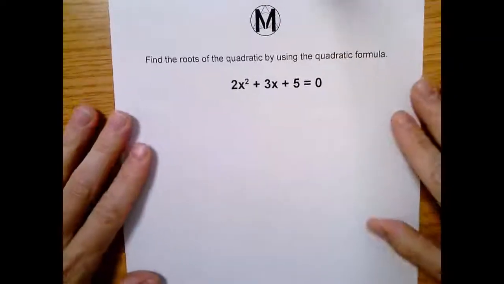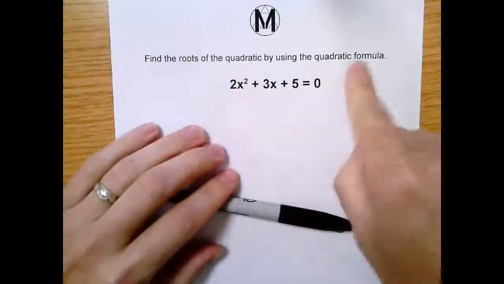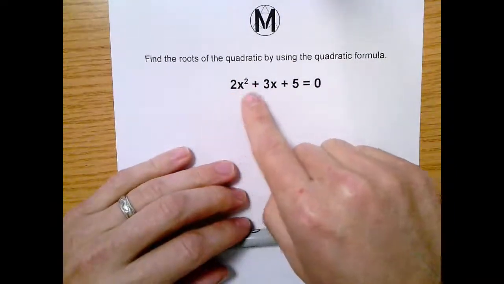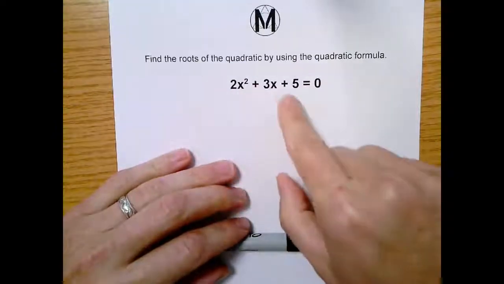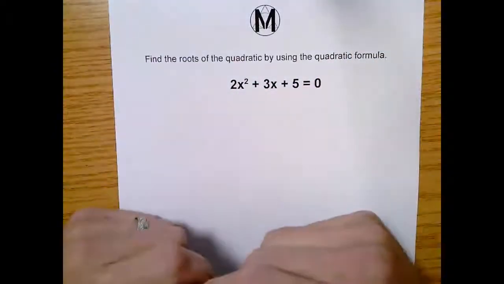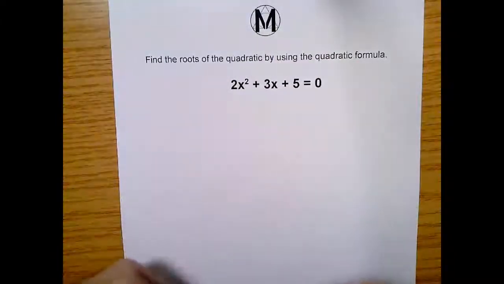All right, let's do some Mathity-Math. It says here, find the roots of the quadratic by using the quadratic formula. Okay, so here we go. This is our quadratic right here, and we've been told to solve using the quadratic formula. So the quadratic formula will give us our x-intercepts. We call those our roots, our solutions, or the zeros.